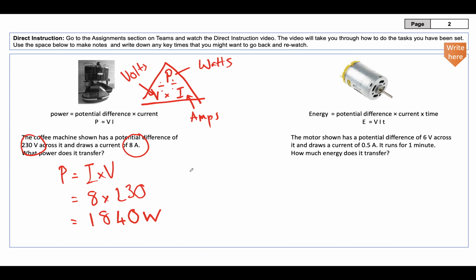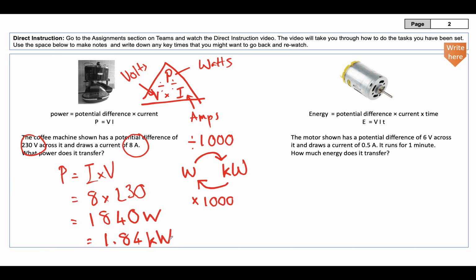You may need to convert from watts into kilowatts. So there is 1,000 watts inside a kilowatt. So if you're going from watts to kilowatts, you need to divide by 1,000. If you're going from kilowatts to watts, you multiply by 1,000. So if we wanted to rewrite this in kilowatts, I'd have to divide 1,840 by 1,000, and that would give me 1.84 kW, kilowatts. Notice it's a lowercase k, it has to be a lowercase k.